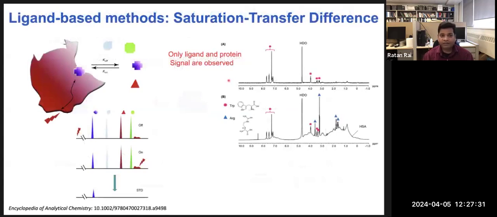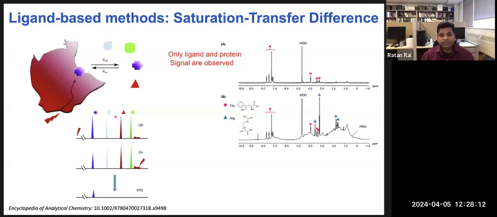Another ligand-based method is called the saturation transfer difference experiment. In this experiment, we irradiate our protein with RF frequency. Once the protein is saturated, the saturation will be transferred to the drug. Suppose that in a free NMR pool, there are 10 drugs present in the NMR tube. If our drug is binding to the protein, then the saturation from the RF frequency will transfer to our small molecule, and we will see a change in the intensity pattern.